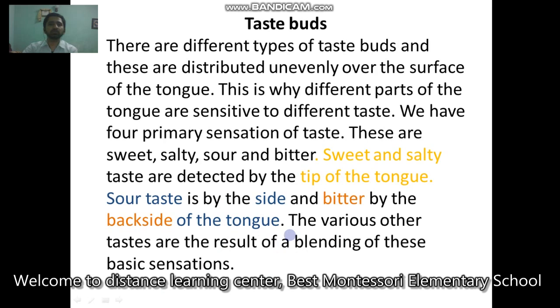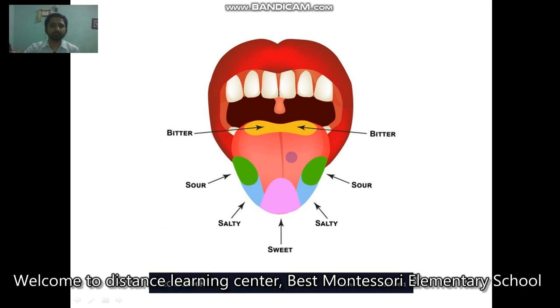We can commonly represent this with a figure. Bitter, back part; sour, side part of the tongue; sweet, tip; and salt is present between the sour and sweet taste buds. I repeat again, the 4 tastes: bitter, sour, sweet, and salt.